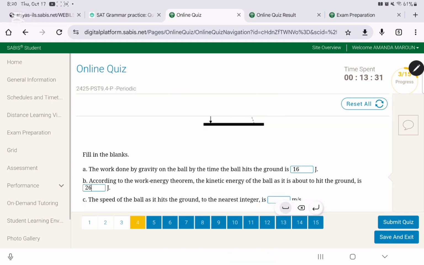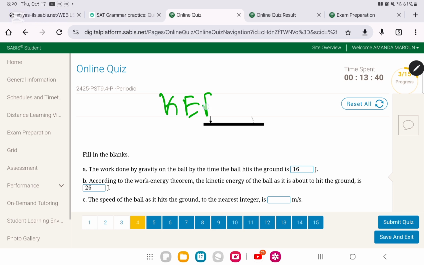Very easy. 26 joules. Now the speed of the ball as it hits the ground to the nearest integer. We found kinetic energy final, which is what? It is 26 joules. Now what are they asking for? The speed of the ball as it hits the ground, meaning the velocity final.